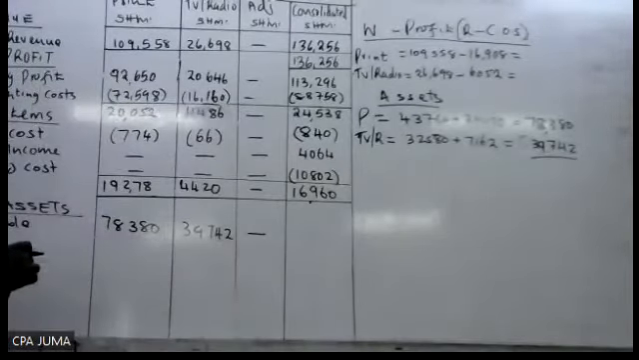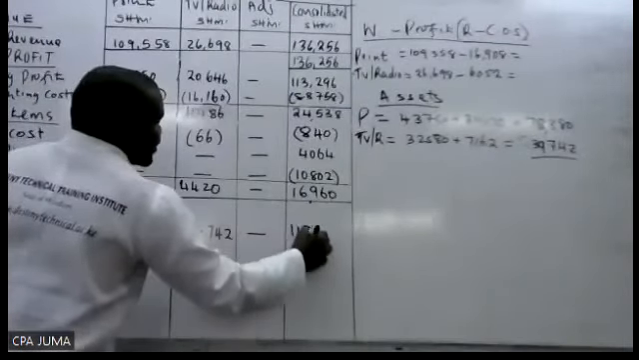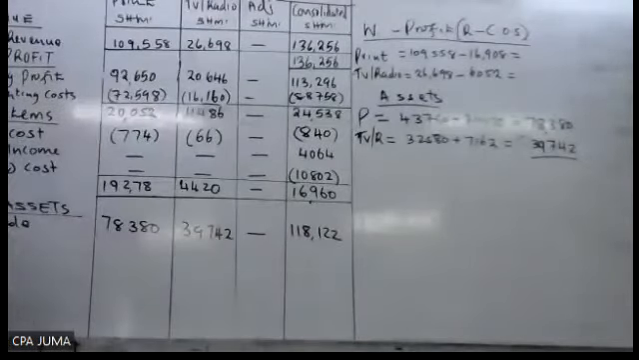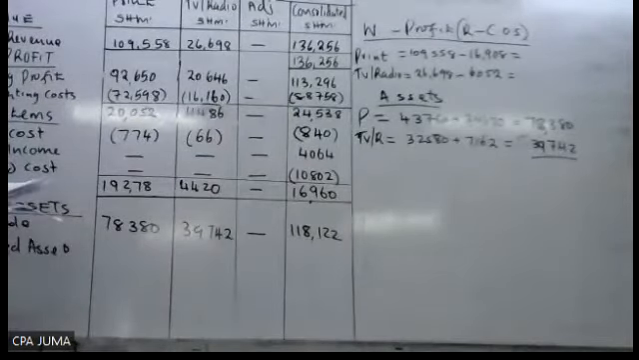Total? One twenty-two. They are unallocated assets. Unallocated assets. Can you combine the two? Unallocated 71,940. Kindly add for me.